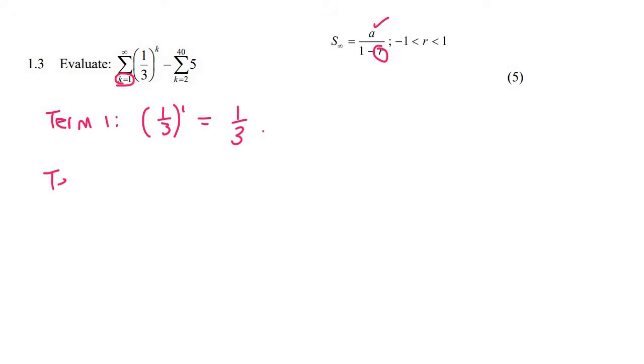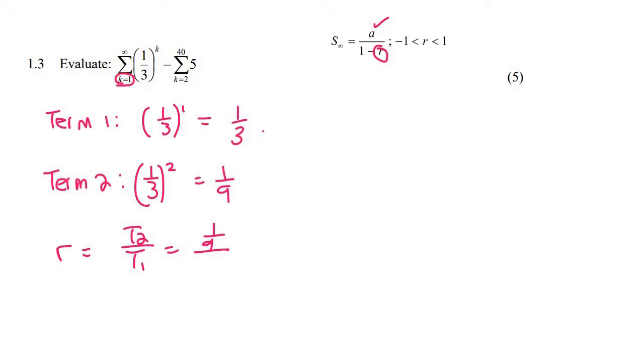To find R, we're going to need to find term 2. So term 2, you'll just say a third to the power of 2, which is 1 over 9. And then you can find R by saying term 2 divided by term 1. And that's going to be 1 over 9 divided by a third. And if you do that on the calculator, that will give you a third. So R is a third.